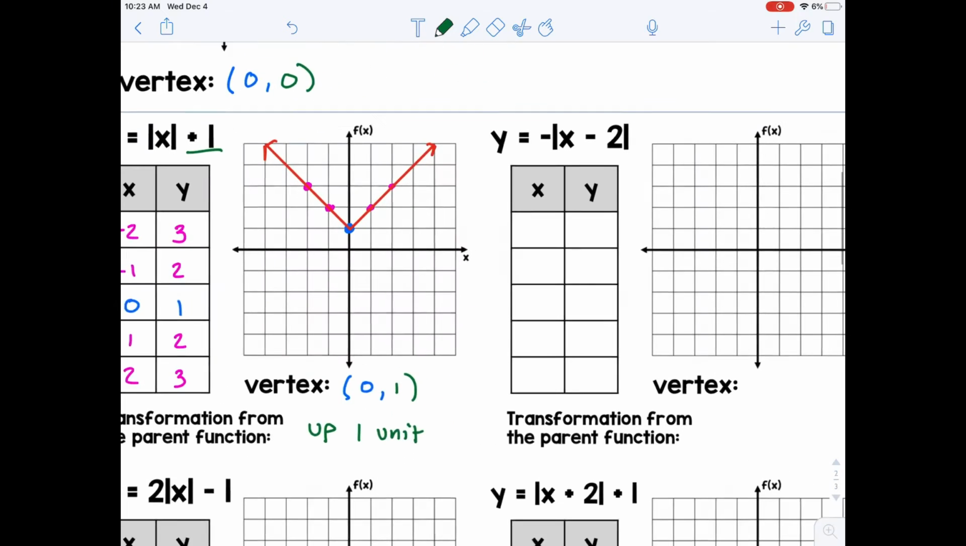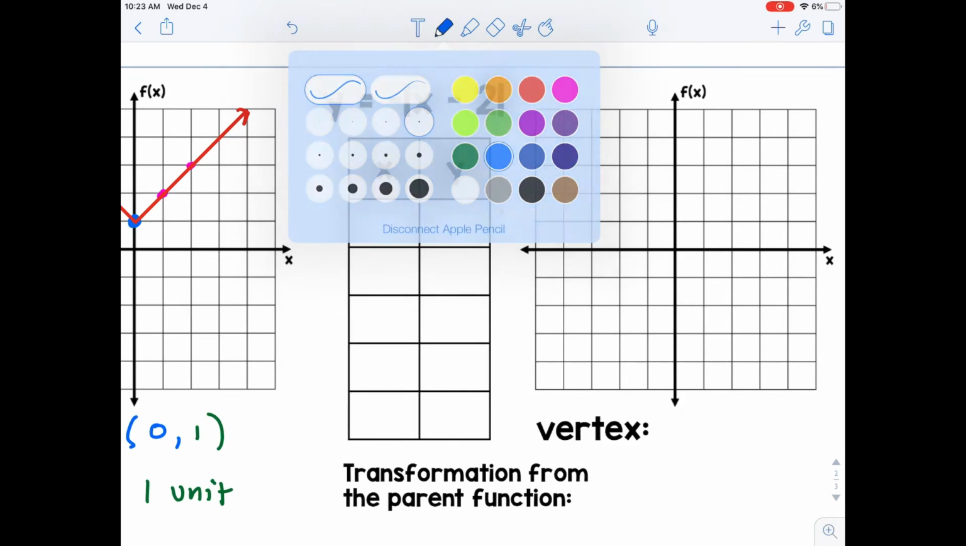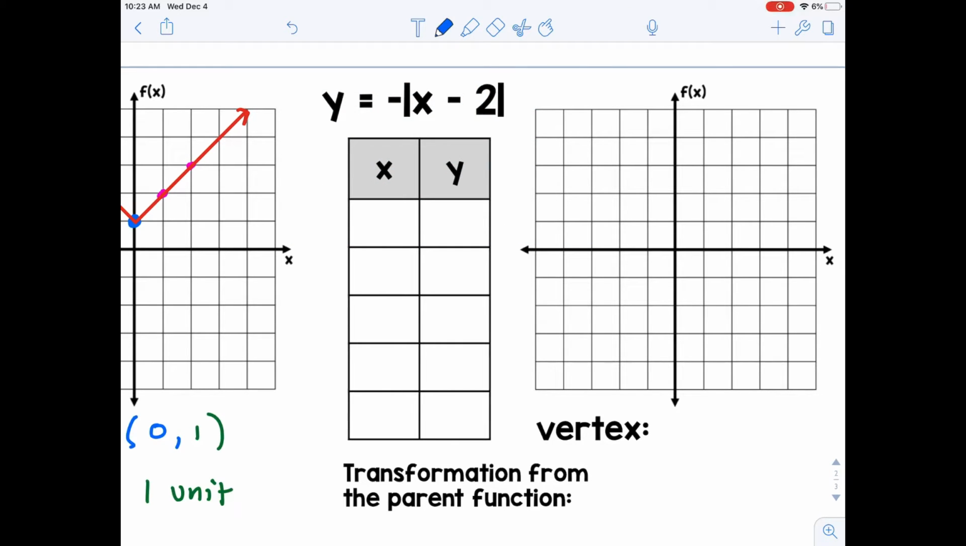All right, so let's look at this one over here. So first thing I'm going to do is find my vertex. So the vertex, there's a -2 in the absolute value bars, so I got to think opposite. So my x value is really a +2. There's nothing being added onto the end, so my y value is 0. So my vertex is at 2, 0. So to get more points on this one, after 2 comes 3 and then 4. Before 2 is 1 and 0.